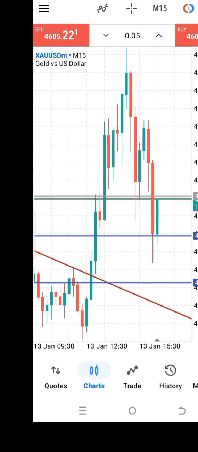But the common strategy that is applicable to all is price action. Of course, support and resistance, price action with trend line, and that is the common strategy I use trading any currency pair to analyze them.